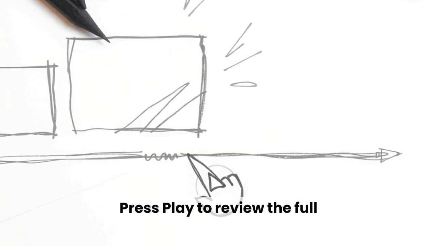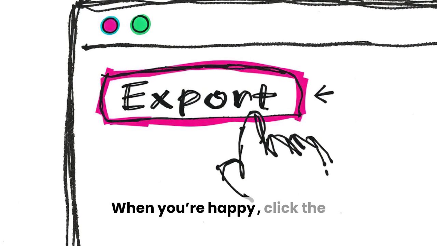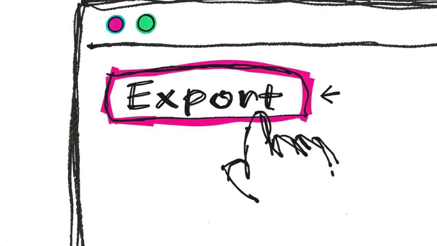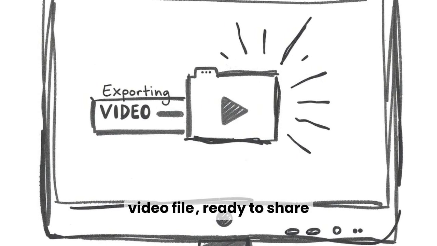Press play to review the full sequence and make any final adjustments to timing or order. When you're happy, click the Export button, choose your resolution, and start exporting. Clipchamp will render your project as a single combined video file, ready to share anywhere.